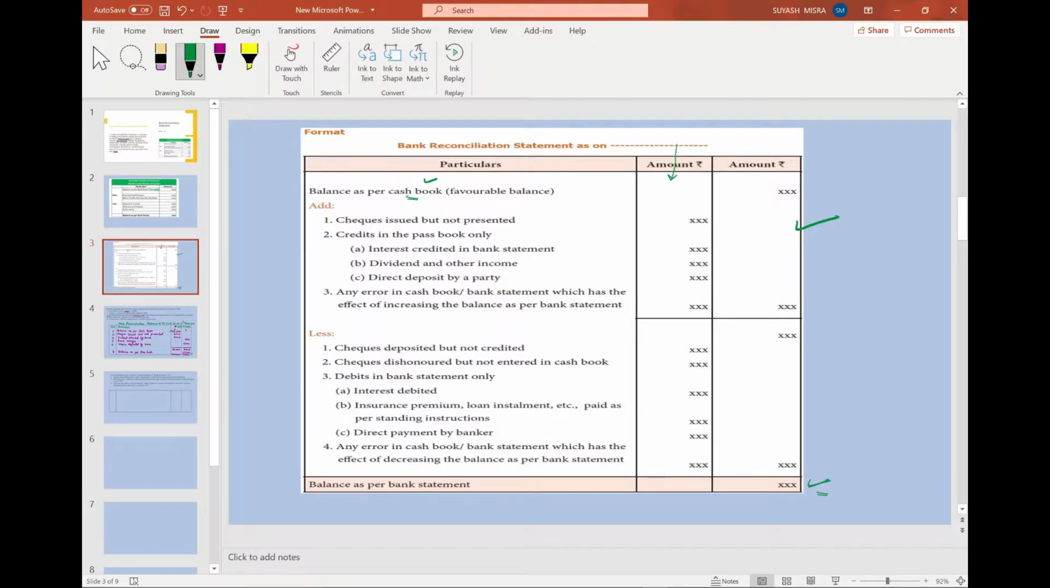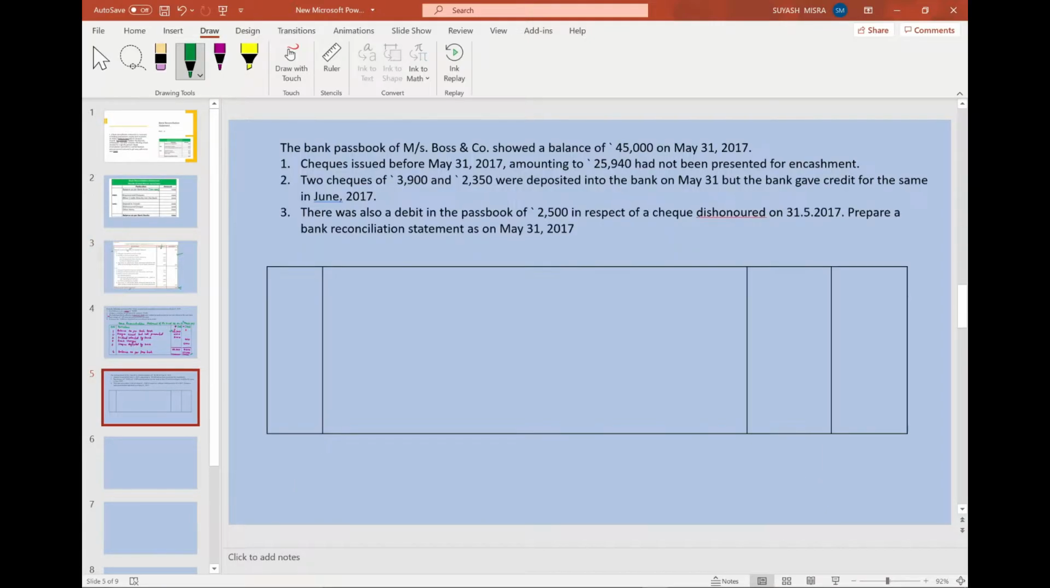Here you have started with cash book and we completed bank book. But when you start with bank passbook, you are going to make all this reverse. That means whatever you have added would become less and whatever you have reduced will be added up. Let's see here. I'm taking an example for this.